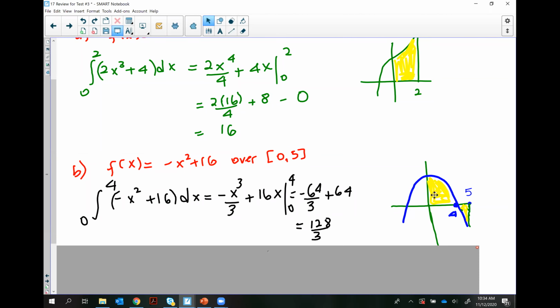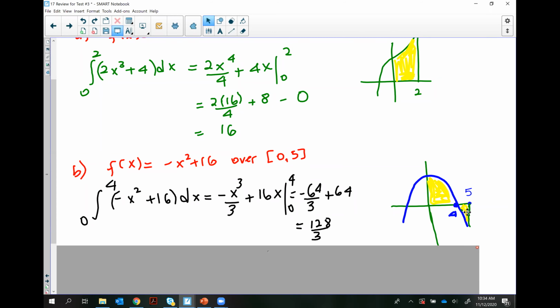It shouldn't, right? Because we can clearly see this region is above the x-axis, and we do expect the area here, the integration here, to be positive. So we're going to use it just as it is. The second region, on the other hand, we expect to get a negative answer, right? And there we're going to take the absolute value.